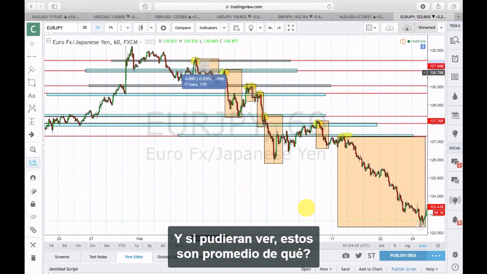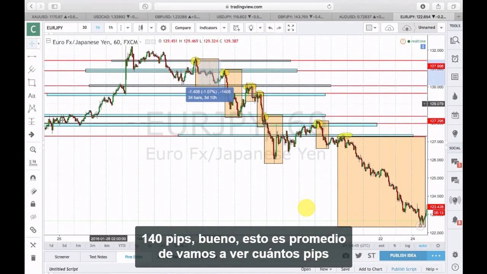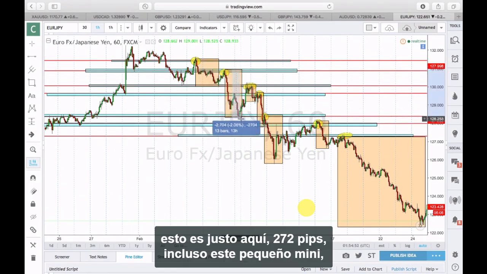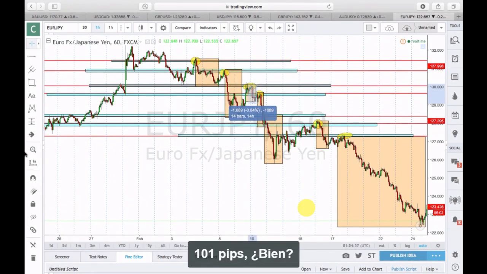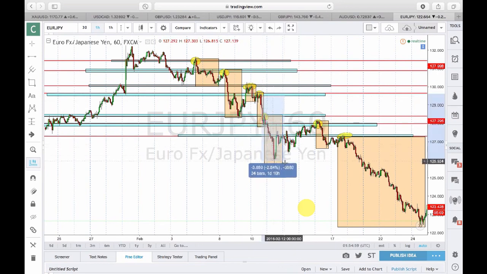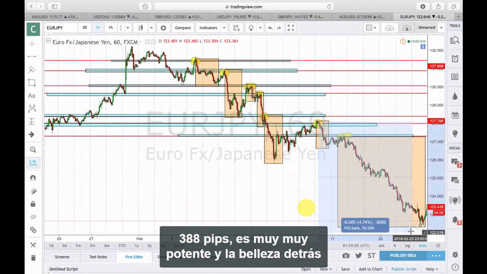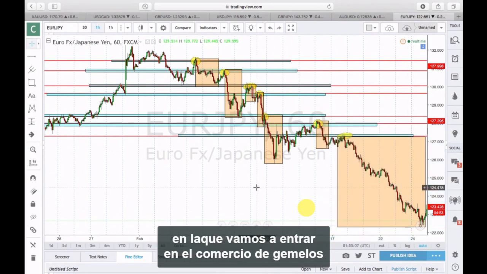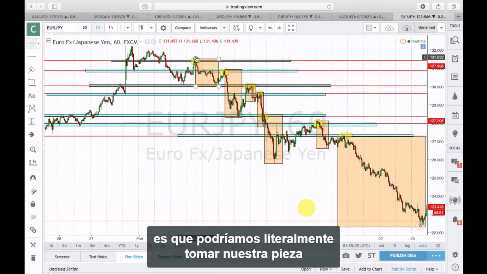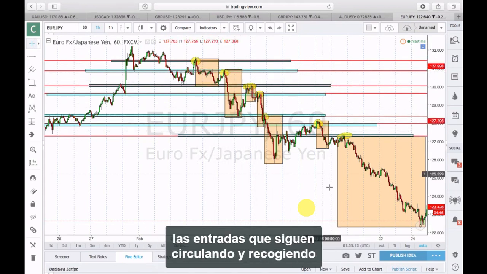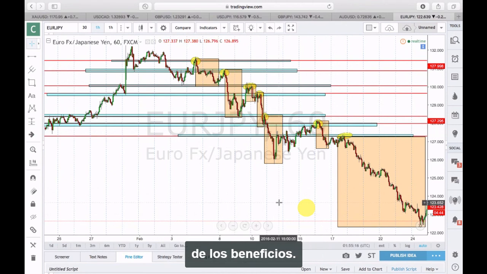And if you can see, these are an average of what? 140 pips. Okay. There's an average of, let's see how many pips this is right here. All right, 272 pips. Even this little mini one, 101 pips. All right, 388 pips. It's very, very powerful. And the beauty behind it, which we'll go into twin trading in the next videos, is that we could literally take our piece and still have entries here riding out and collecting most of the profits.